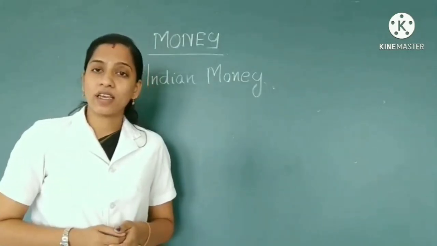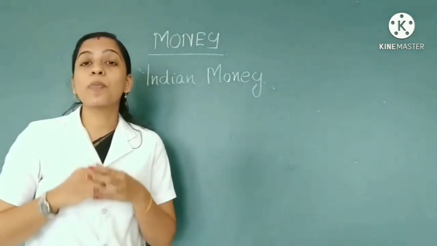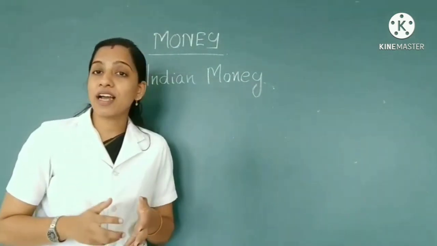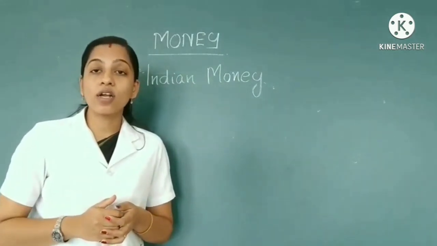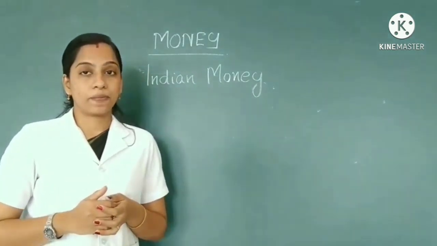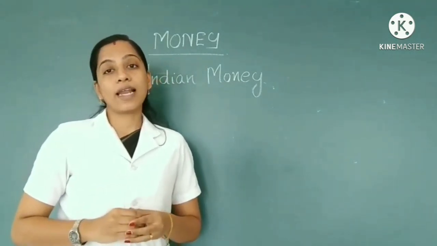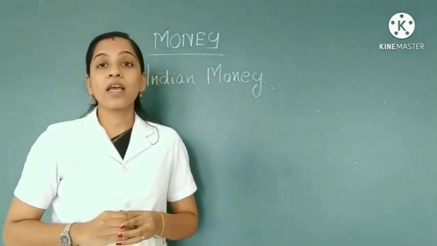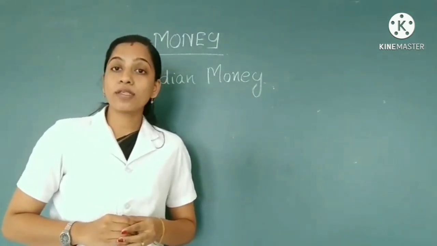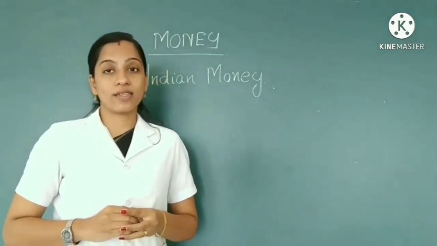What is money? And why do we need money? Yes, we need money to buy things. And every country has its own notes and coins. That is called its currency. That is, the money of a particular country is called currency. Our Indian money is called rupees and paise. We use rupees and paise in the form of notes and coins.